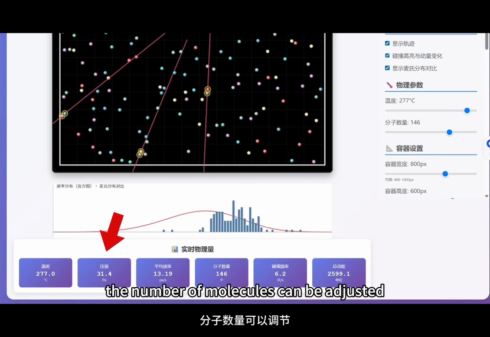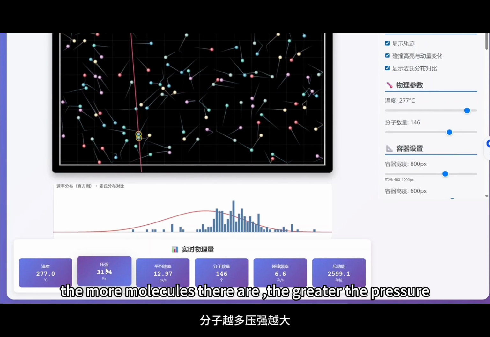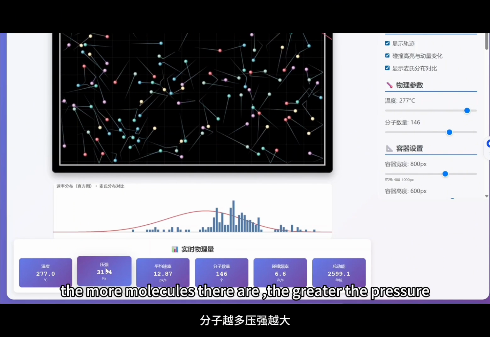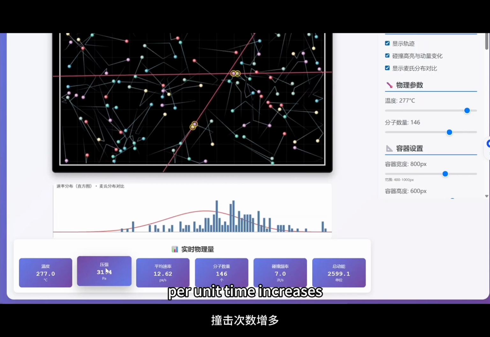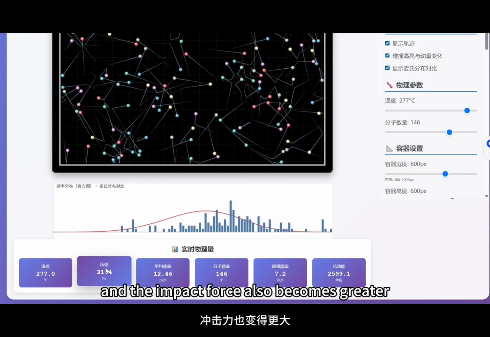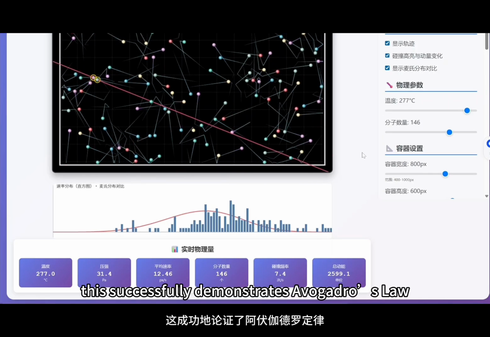The number of molecules can be adjusted. The more molecules there are, the greater the pressure. This is because the number of impacts per unit time increases, and the impact force also becomes greater. This successfully demonstrates Avogadro's law.